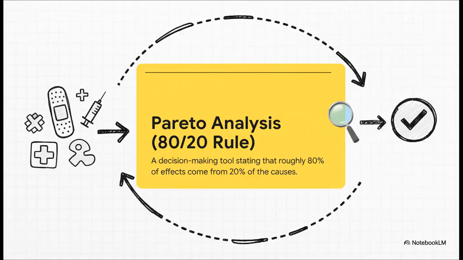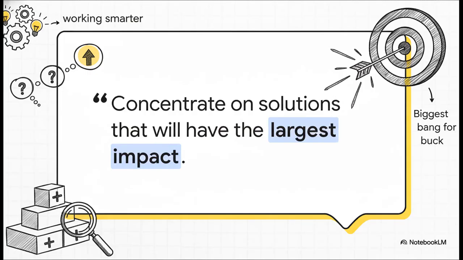Pareto analysis is based on a really famous idea called the 80-20 rule. And it basically says that in almost any situation, a huge chunk of your problems, like 80% of them, are caused by just a small handful of things, around 20% of the causes. Our job is to find that critical 20%. The whole idea here is to rank our problems so we can focus our energy on the solutions that are going to give us the biggest bang for our buck. It is the definition of working smarter, not harder.